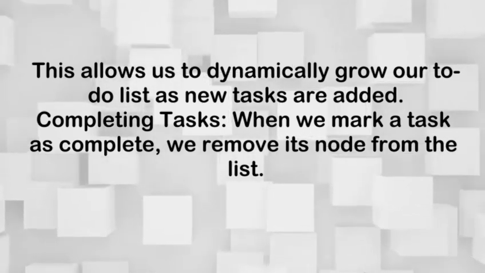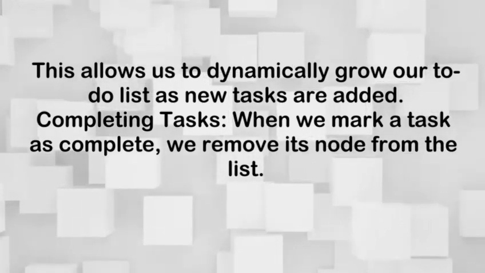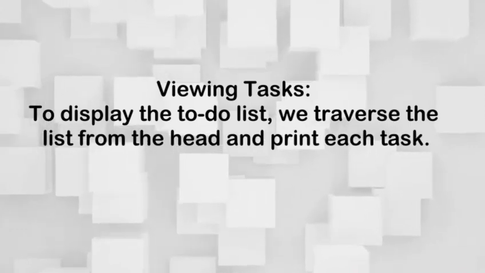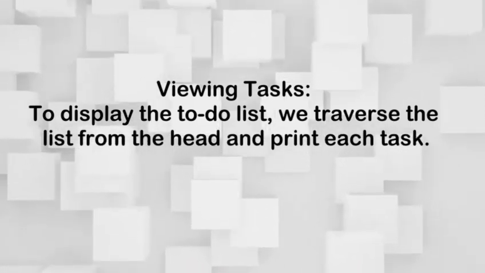Completing tasks. When we mark a task as complete, we remove its node from the list. This involves updating the references of the surrounding nodes to maintain the list structure. Viewing tasks. To display the to-do list, we traverse the list from the head and print each task. This allows users to see all their tasks in order.